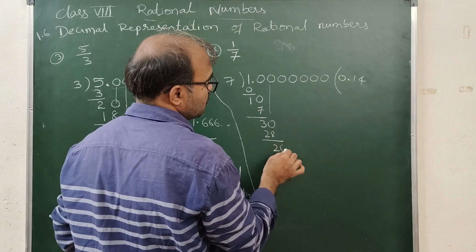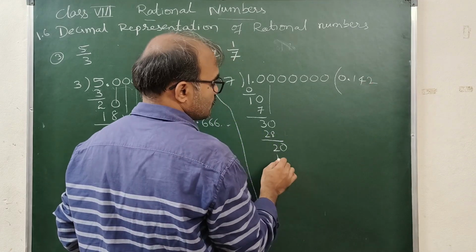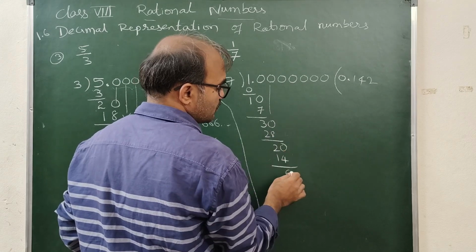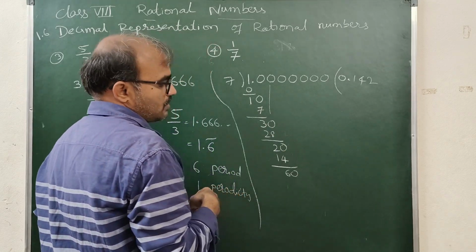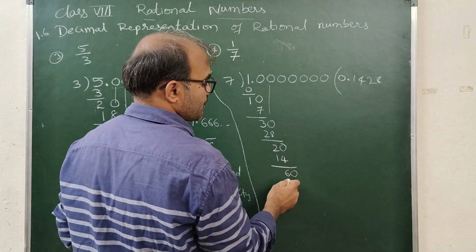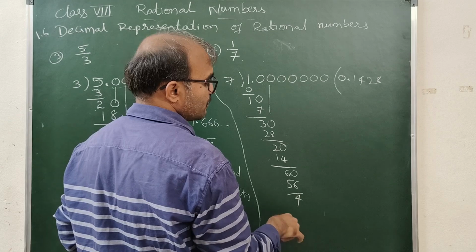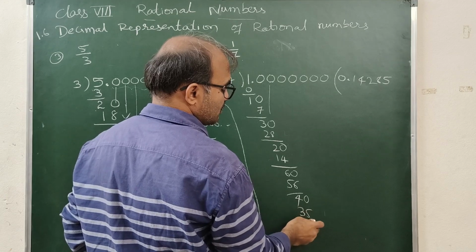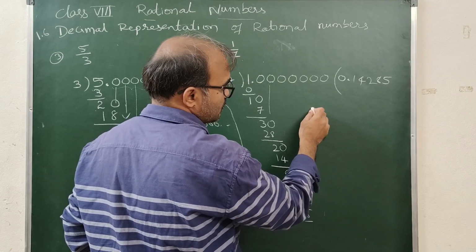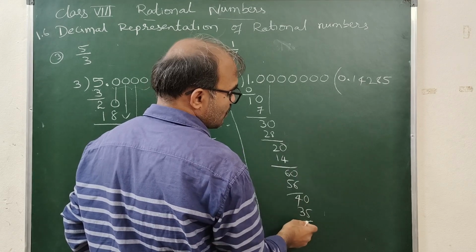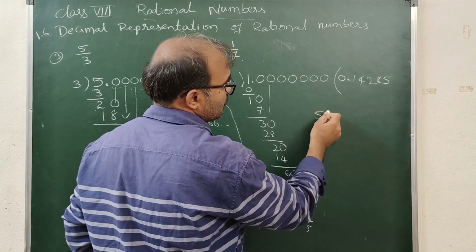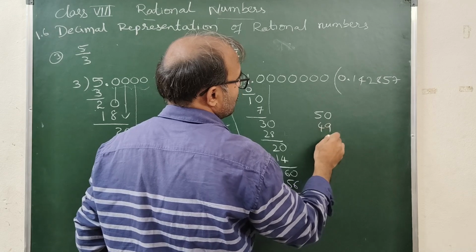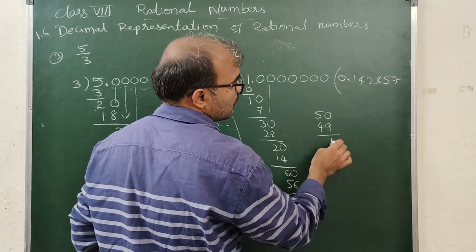Right, here 0. 7 twos 14. Remainder is 6. Right? Next 0. 60. 7 eights 56. 4 is remaining. Right? 4, 0. 7 fives 35. Let me continue here. So 35. Remaining is 5. Right? Keep 0. 7 sevens 49. 1 is remaining. 10.